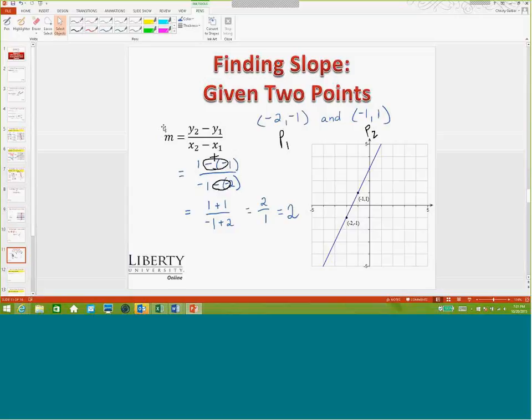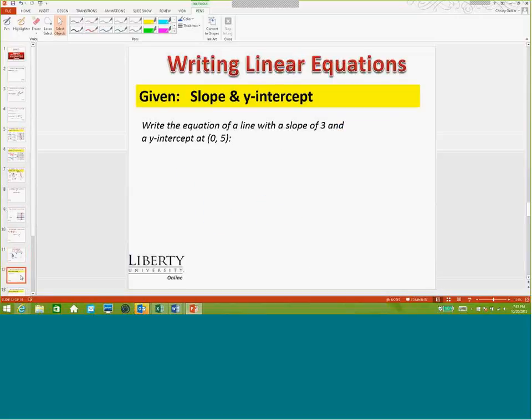Okay, this is your slope formula. If you have 2 points, just be careful. If you're subtracting negative coordinates, subtracting a negative becomes adding. So just take care of how you deal with your signs.